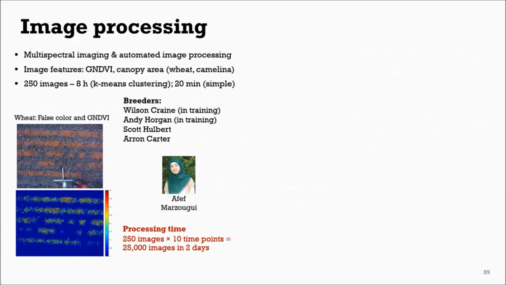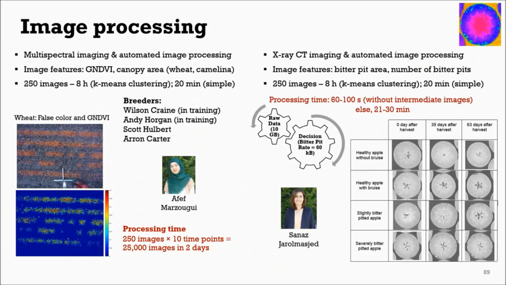And the major aspect over here is the throughput rather than innovation. We are able to process 25,000 images in 2 days, which is pretty good. We have optimized all these algorithms for multiple crops, and we are able to achieve that throughput. The second example over here is an X-ray CT.